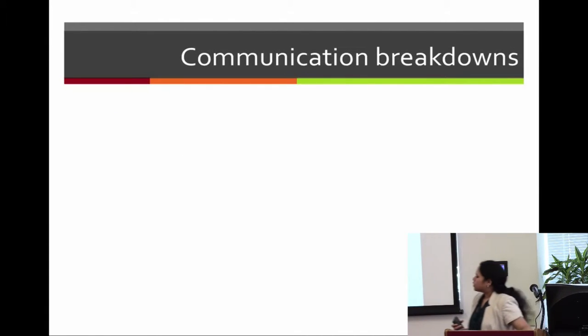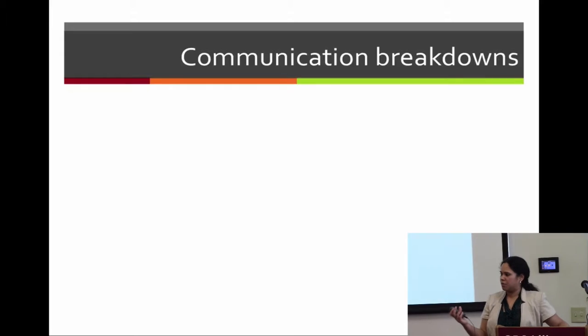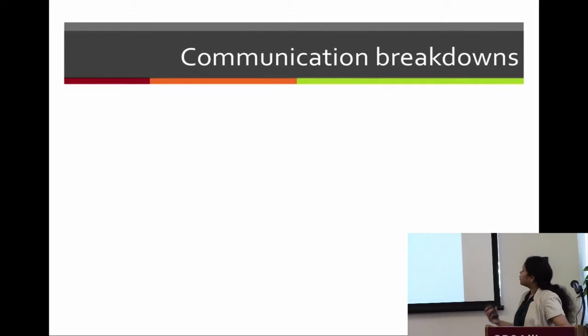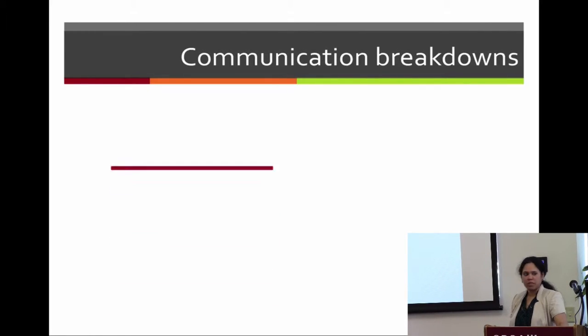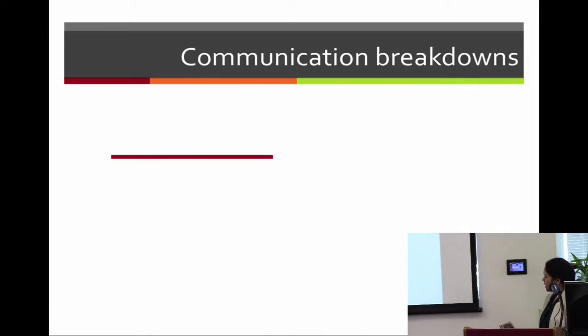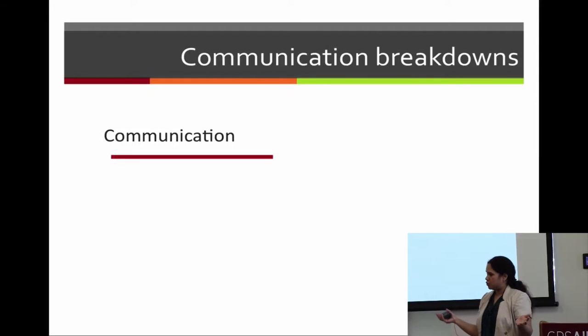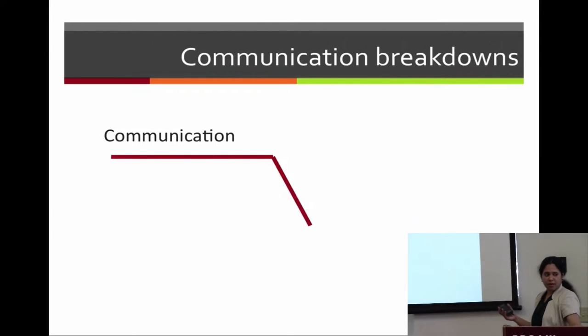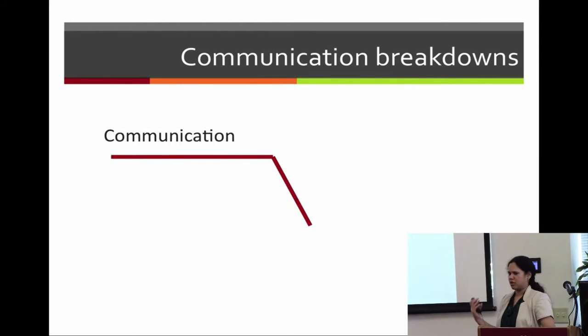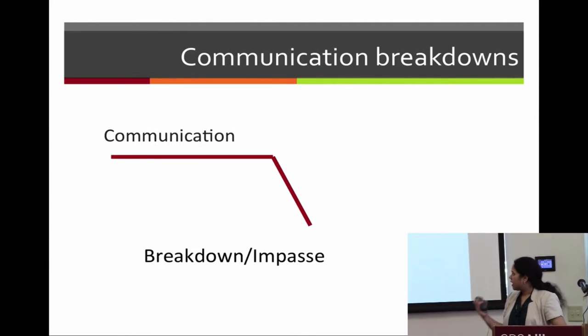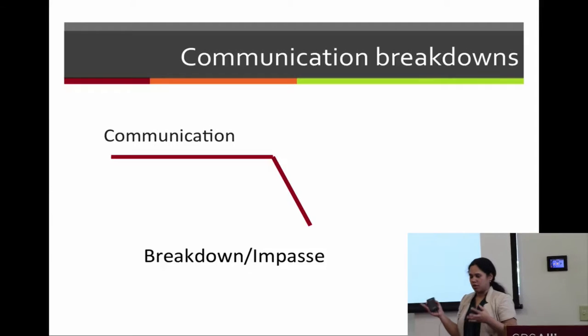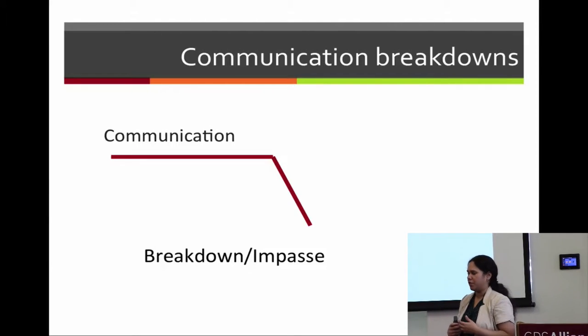Okay, so let's see what happens when communication breakdowns occur. So let's assume that this line represents the smooth flow of communication between two speakers. And then suddenly, there is an interruption or a disturbance in the communication that hinders it, and this is what Journay calls impasse or communication breakdown.